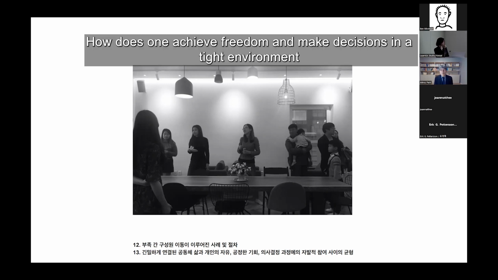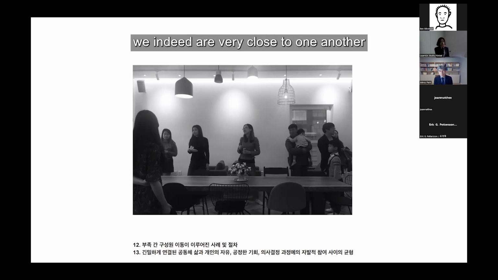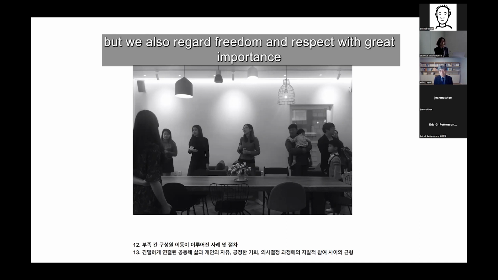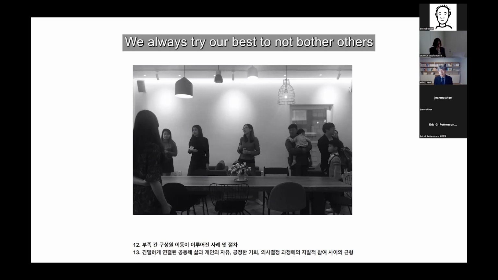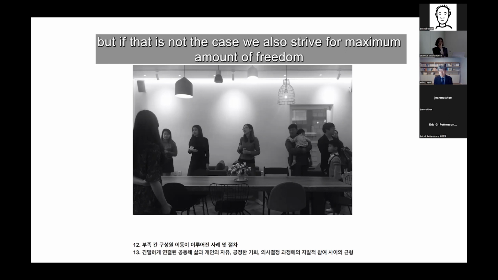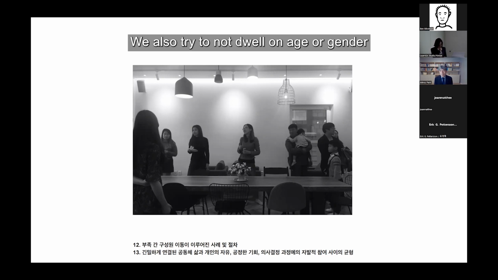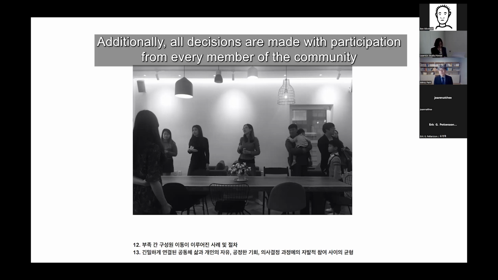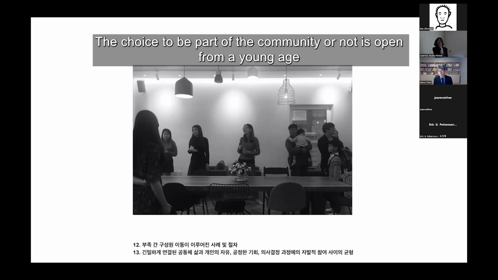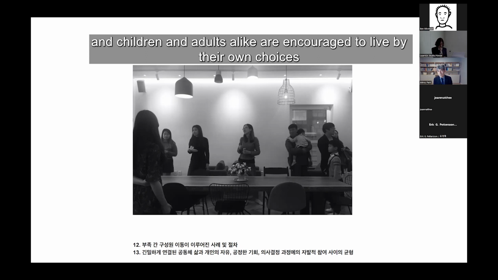긴밀하게 연결된 공동체에서 자유와 의사결정이 어떻게 이루어지고 있는가? 저희는 긴밀하긴 하지만 한편으로는 자유와 존중이라는 가치를 굉장히 중요시하고 있습니다. 서로 해가 되는 행동은 최대한 삼가려고 하지만 그것이 아니라면 최대한 자유를 누리려는 특성도 있습니다. 또 나이나 성별에 연연하지 않고 동등하게 살려고 하고 있고요. 의사결정 과정에는 모든 공동체원이 참여하고 있습니다. 공동체에서 살 거냐 아닐 거냐 그 선택은 아이부터 열려 있고, 아이부터 어른까지 선택에 의해서 사는 것을 존중하고 있습니다.